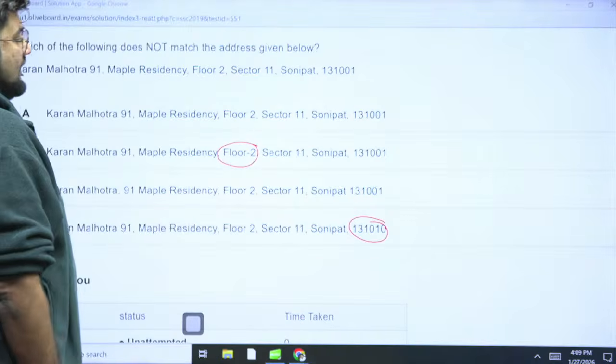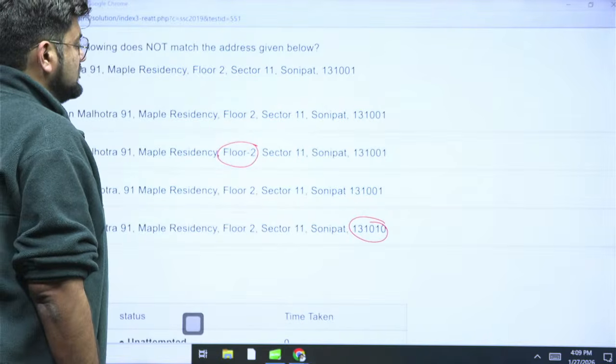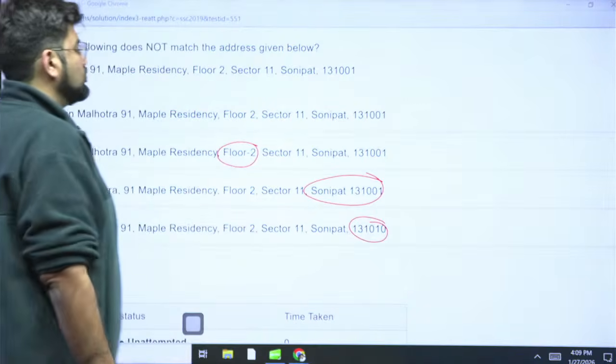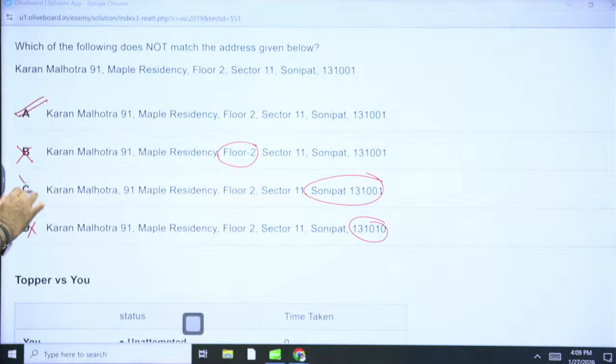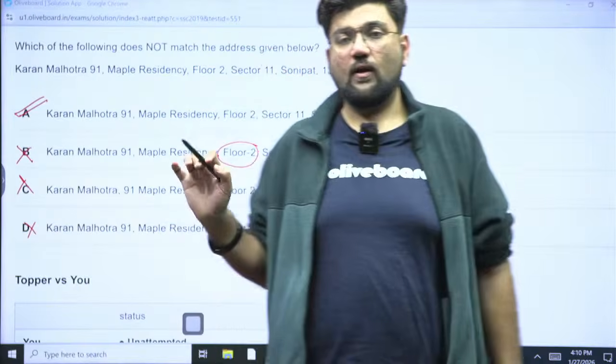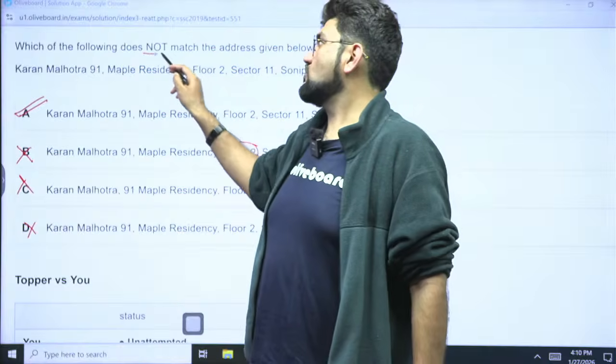And here there is not a comma, so this is also missed out. So you will choose option A as the address which is perfectly matching, but we are not looking for that. That is the mistake which we need to avoid. We are looking for the address which is not matching here.